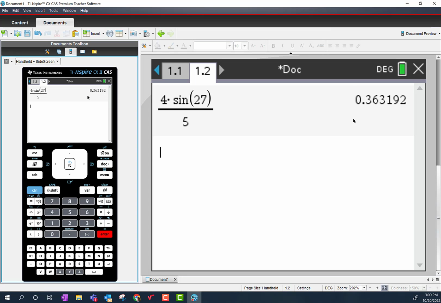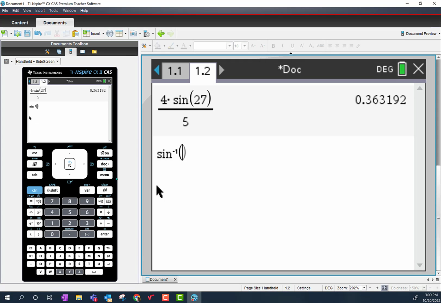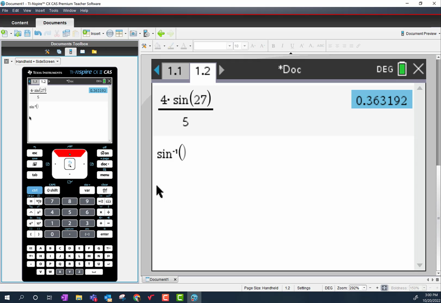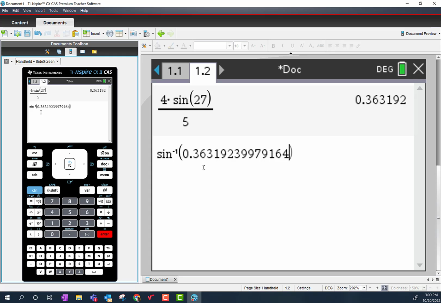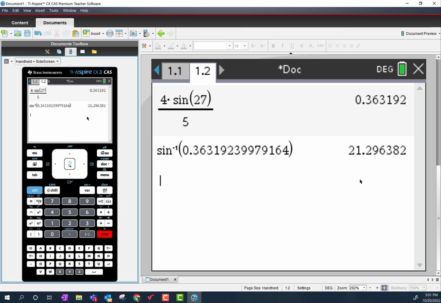And that is not the angle. I hope we're clear with that. That's what sine X equals. Sine X equals this number. So I need to do inverse sine. So inverse sine, and please use this arrow to go up and grab that number. Use the arrow, go up and highlight it, and hit enter, and it puts the whole gigantic number right here, which is what you want. And now we hit Control Enter, and that gives us our angle measure.